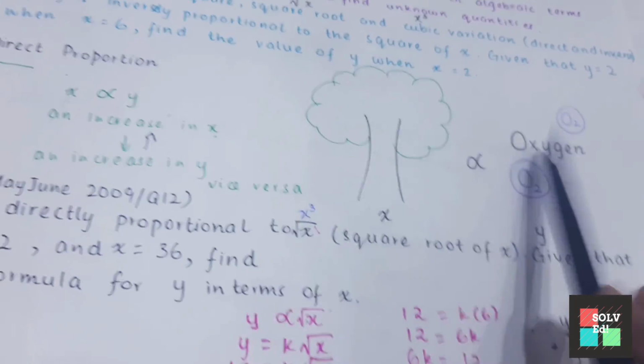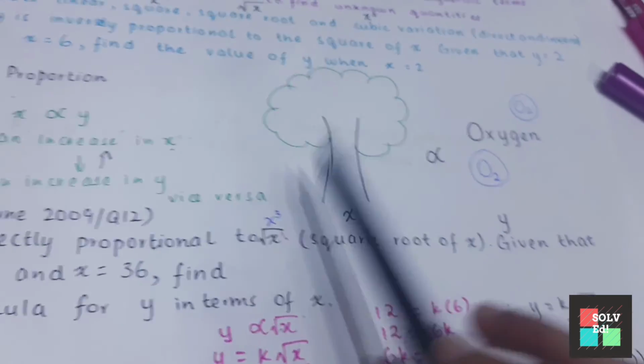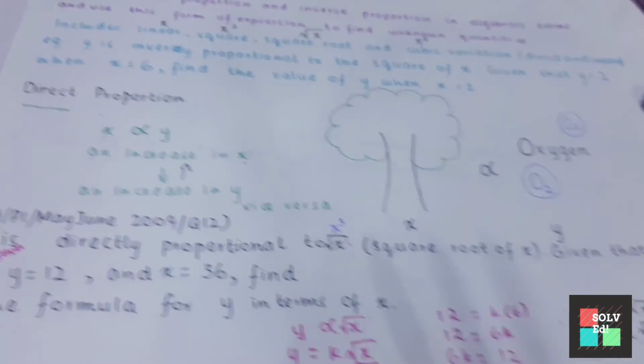And if there is any real life problem, they're just going to give you 2 variables. You're going to specify what these variables are, and then the method is the same.